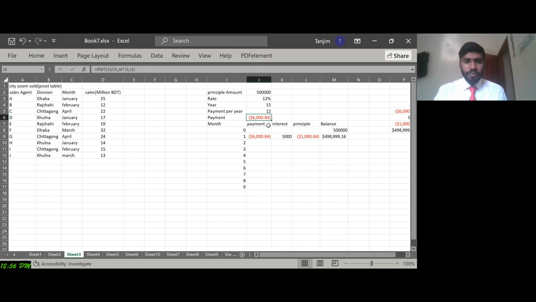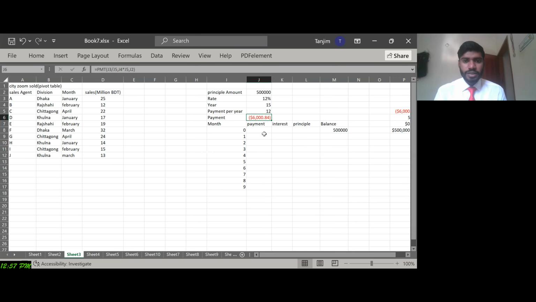So that's the payment. Now I will try to represent this situation per month, for 9 months, and we also calculate the monthly figures. Here we can see that the balance is 5 lakhs, right? So we calculate the payment, interest, principal, and the balance after 1 month. Firstly we calculate the payment. In this situation, we can see that the first month payment is 6,000, right?